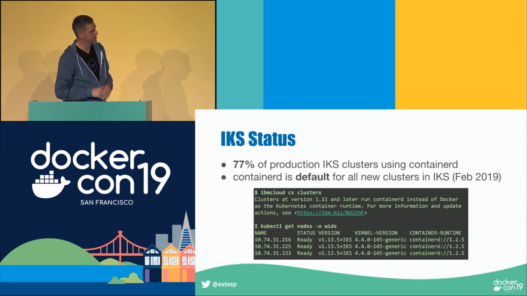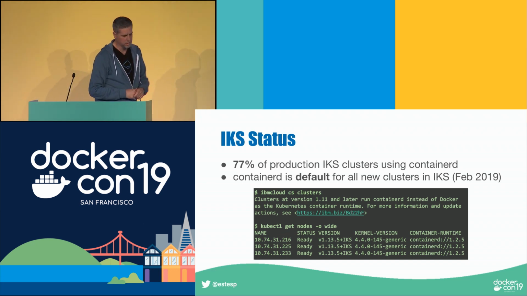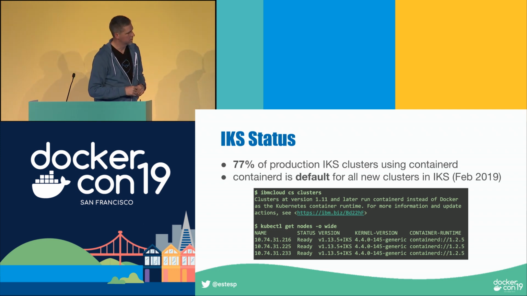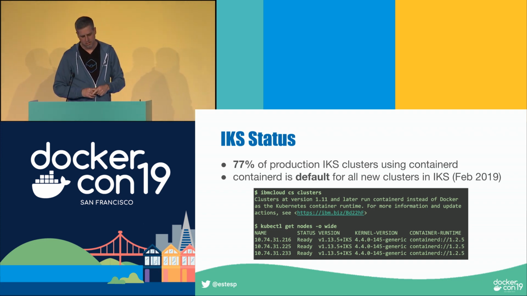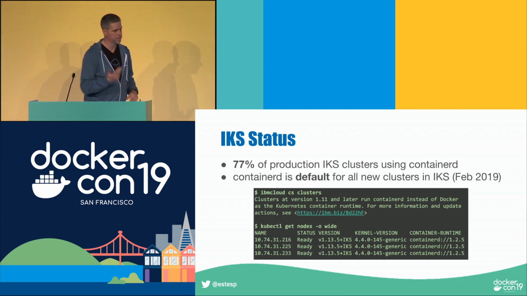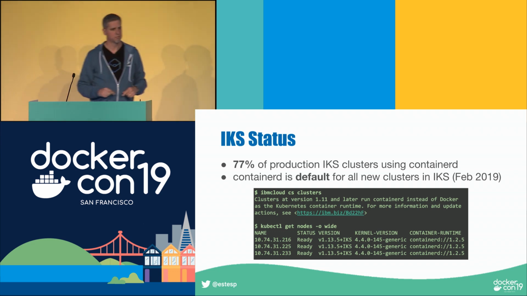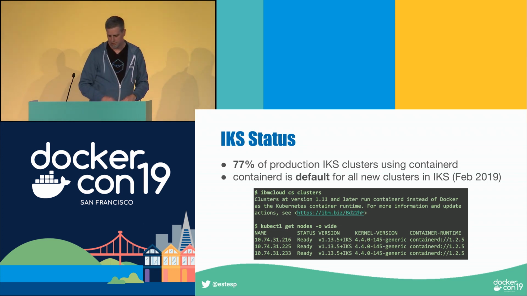And I've simplified a get nodes output here just to show that, on my particular cluster that I was pointing at, it's 1.13 Kubernetes upstream with Containerd 1.2.5. And I think if I did what I was supposed to do and click the update button, I would get 1.2.6, the latest version of Containerd.